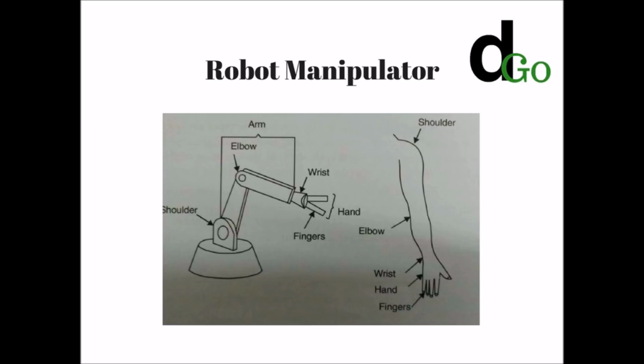So this is about a robot manipulator. In a robot manipulator, basically there are parts similar to a human's chief manipulators, like the arm and the hand, the same thing which is replaced in the robot. This is called the robot manipulator.